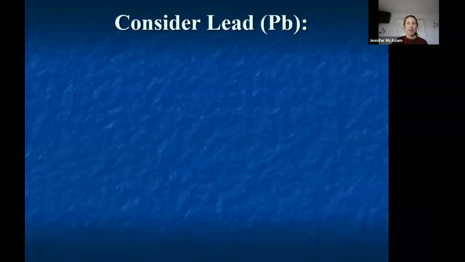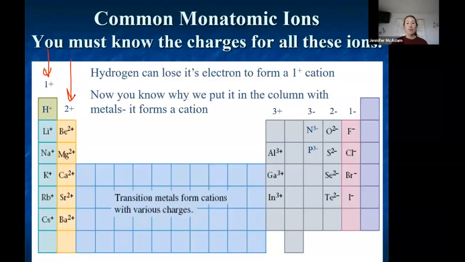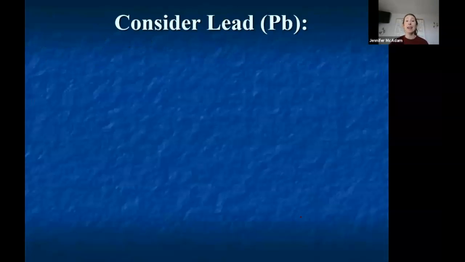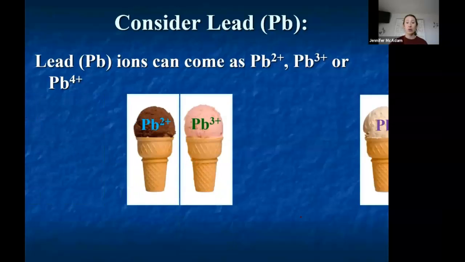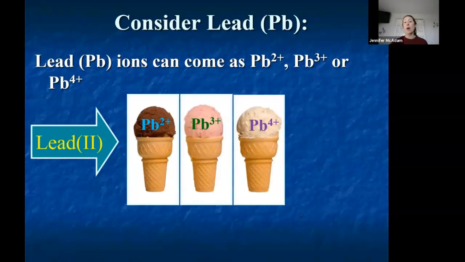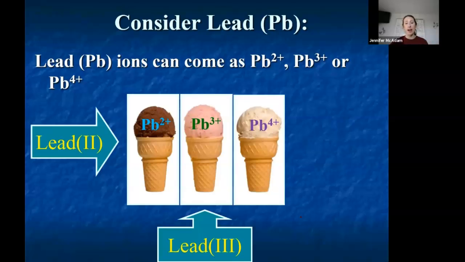But others have multiple charges. So the ones we're talking about here are usually, remember that stairs I talk about? We're going to talk more about this. We're talking about these over here. Some of these change, and that's what we're talking about. So for example, lead. Lead can be +2, +3, or +4. And again, you're not going to need to memorize this. I'm going to show you how you can figure it out.